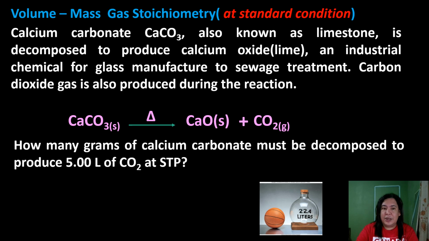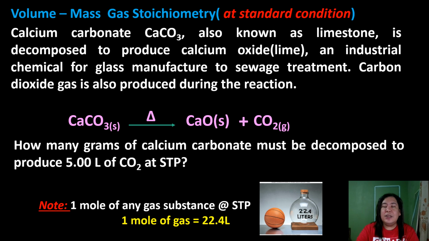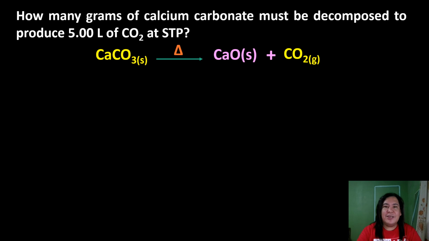That is the interpretation. So how many grams of calcium carbonate must be decomposed to produce 5.0 liters of carbon dioxide gas at STP, or the standard condition? At standard condition, for every 1 mole of any gas, the equivalent volume is 22.4 liters of gas. Okay, so how many grams of calcium carbonate must be decomposed to produce 5.0 liters of carbon dioxide at STP?